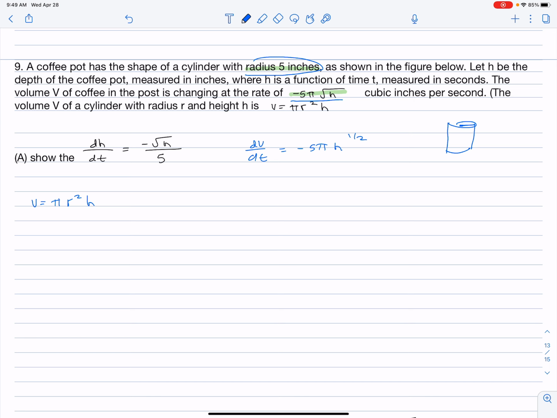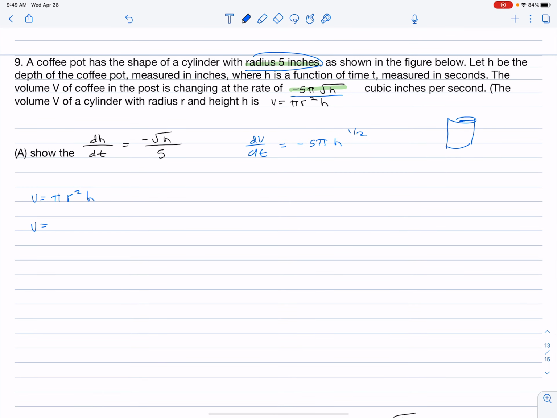In other words, I can rewrite this formula as V equals pi times 5 squared times h. I can plug in the radius right off the bat because it's a constant and I want to treat it like a constant. Let's clean that up a little bit. Now we take the derivative of this with respect to time, so we're doing this implicitly. This is going to be dV/dt equals 25 pi times the derivative of h with respect to time, which is just dH/dt, whatever that is. In fact, that's what we're going to be solving for.